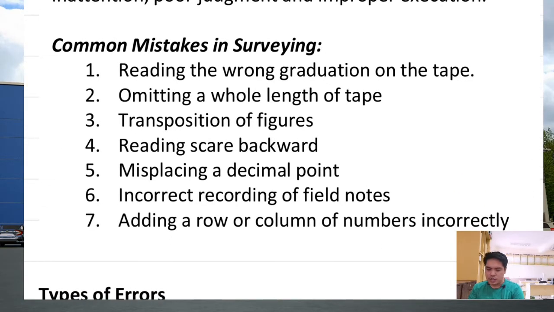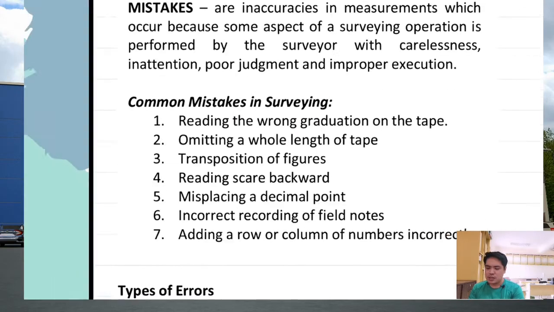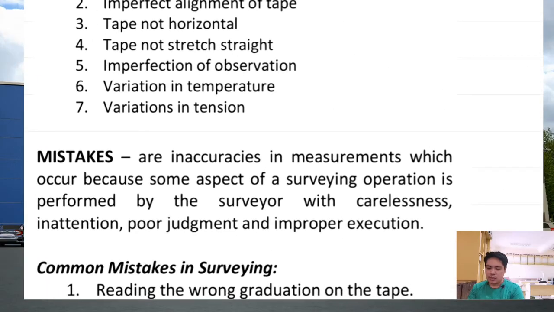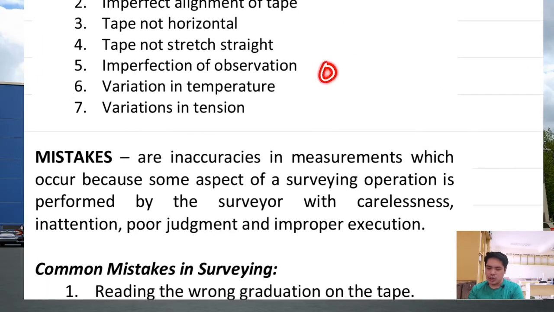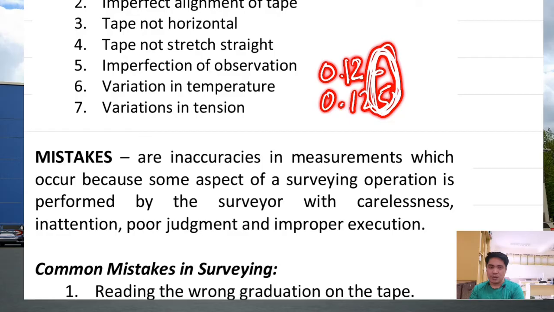So, common mistakes in surveying are, number 1, reading the wrong graduation of the tape, which is related dito sa error na sinabi ko. By the way, I intentionally gave an example of 126 and 0.125 because that is too close to a millimeter. Of course, your intention is to give the most accurate reading, diba? Pero it could be that kasi millimeter na to, these are already millimeters, maybe manabasa mo sa 6 or sa 5. Pero you cannot say that that is a mistake because you are not careless with that.